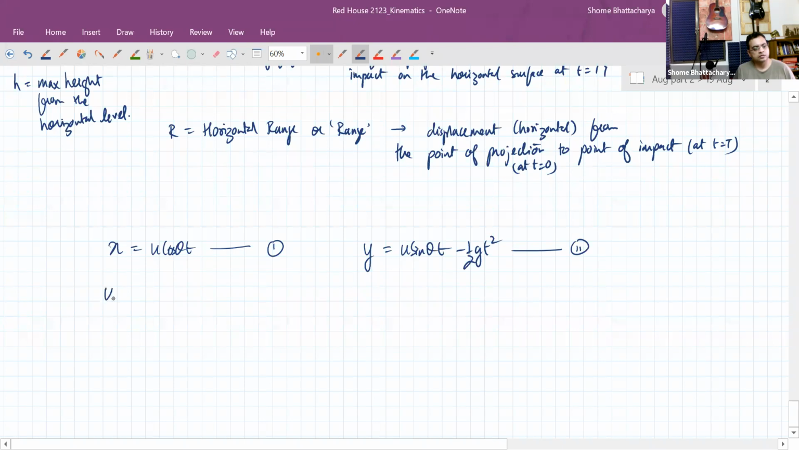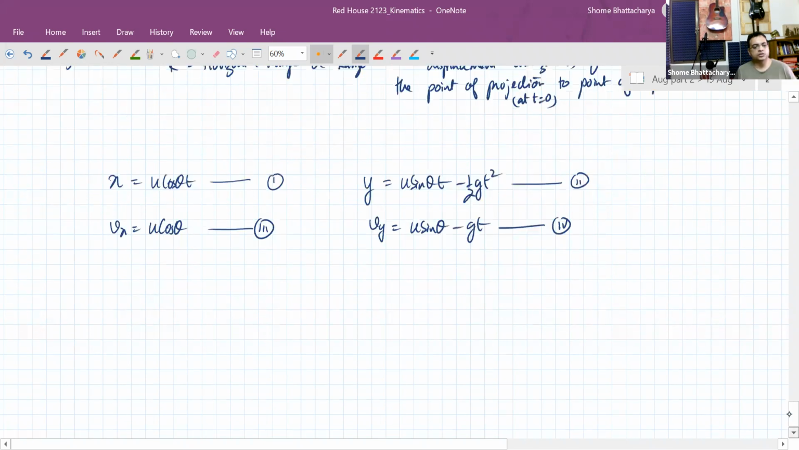And dx by dt at any point of time is u cos theta, whereas the y component of velocity at any point of time is u sin theta minus gt. So you'll see that we'll use a combination of these four equations.